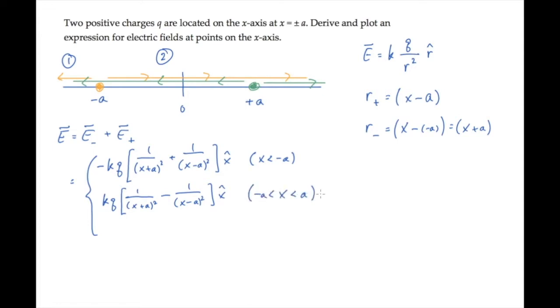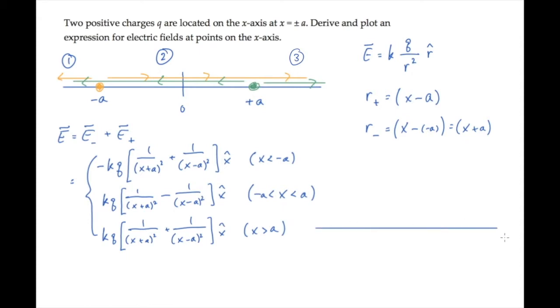And in region 3, to the right of both charges, both the orange and the green electric fields are directed in the positive x direction. So each of those fields is directed along positive x hat. So this is the expression for the electric field at all points on the x-axis. Now we need to plot this function.